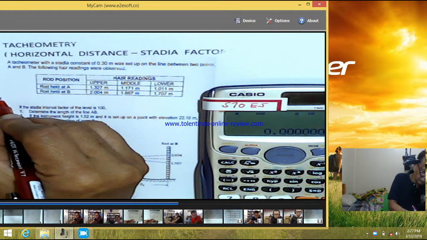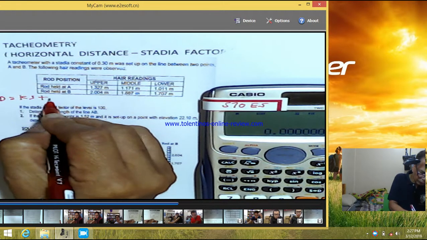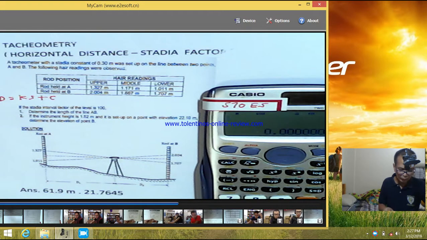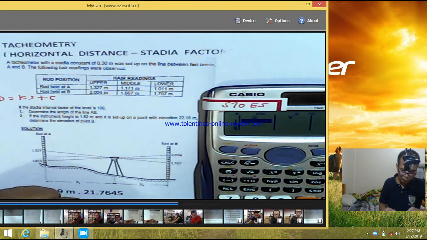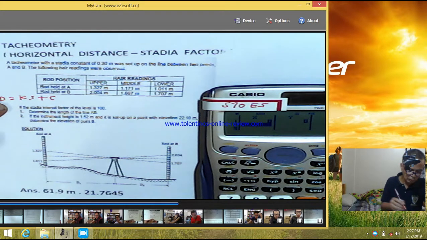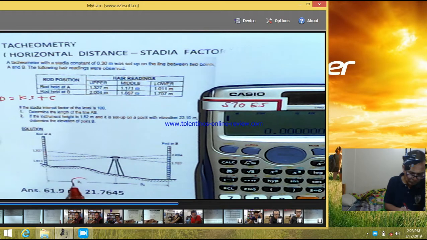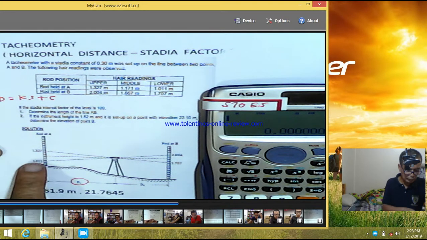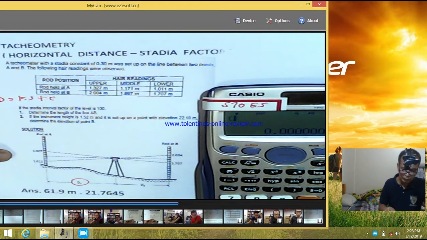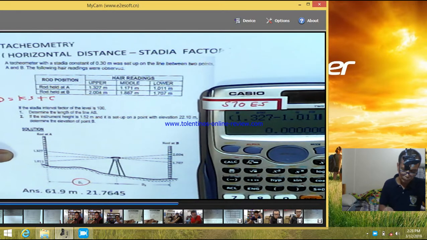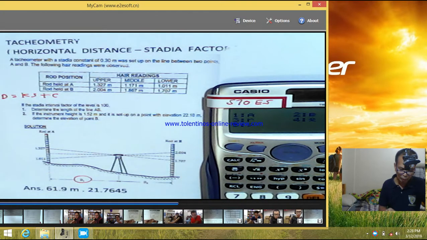Now remember, ang formulang gagamitin natin, D is KS plus C. So model lang natin yung equation na to. When the stadia intercept is 0, ang distance na is 0.3. And when the stadia intercept is 1, ang distance na is 100.3. So to get this D1, subtract lang natin yung upper at saka lower. That's the intercept, no? 1.327 minus 1.011 and then shift 155.